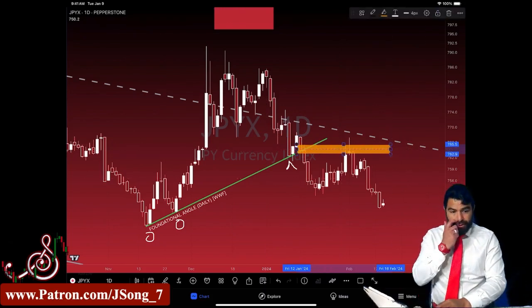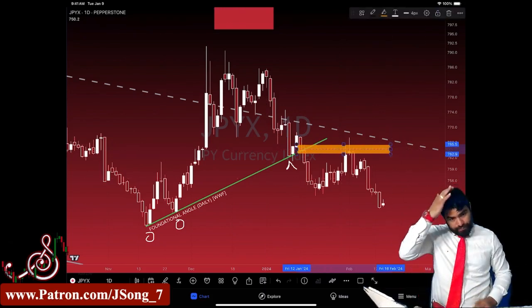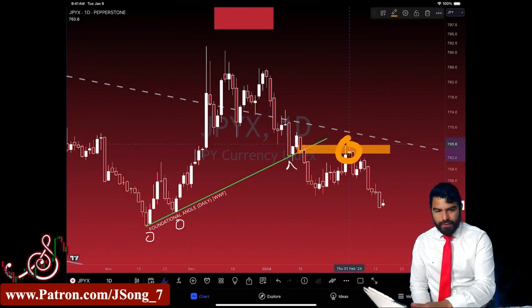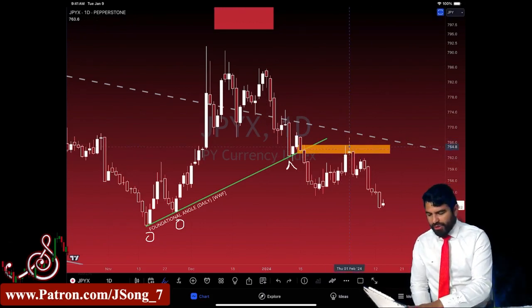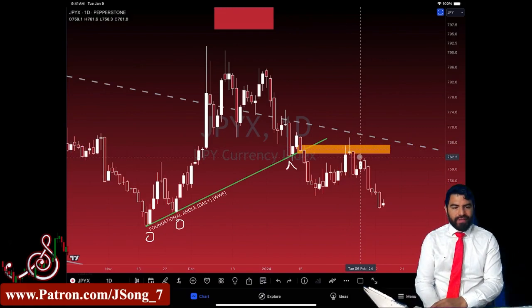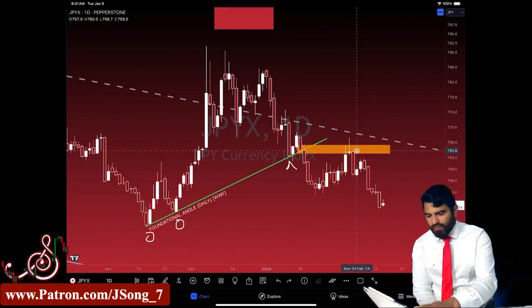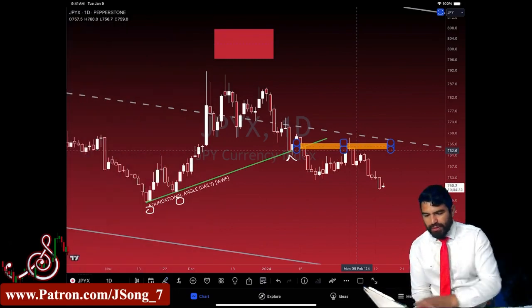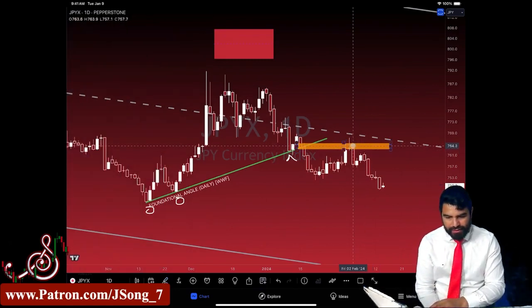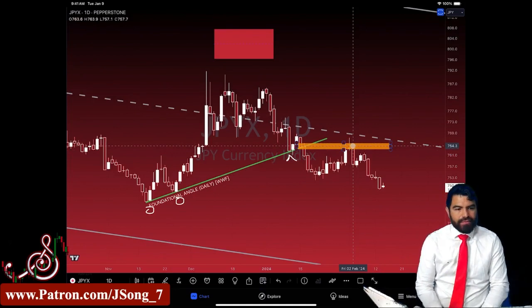So therefore, where does the trade start? The trade starts here. And what type of action do we have at this area? What type of action are we looking at? And would we be bearish or bullish at 764 on the index? Bearish or bullish?